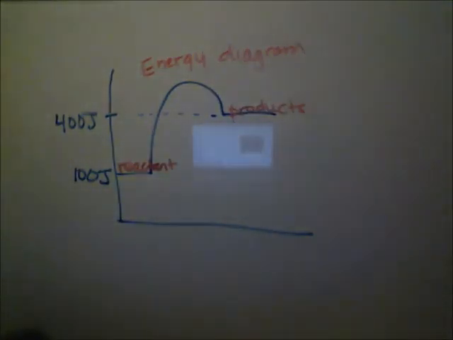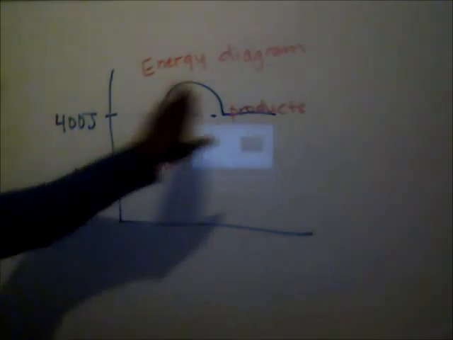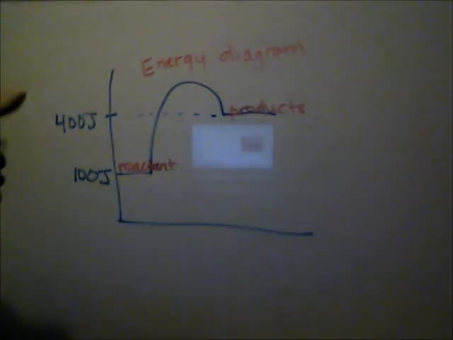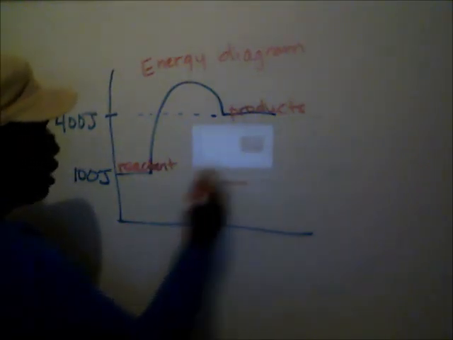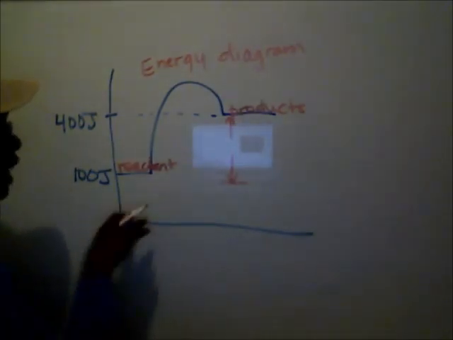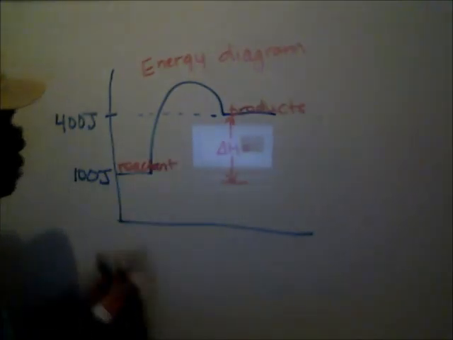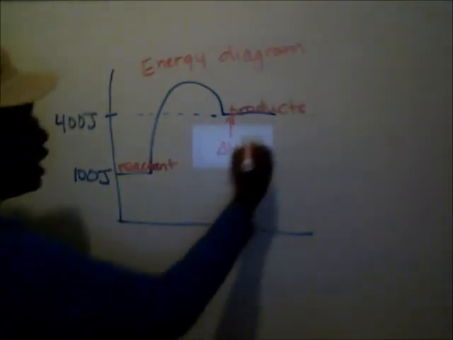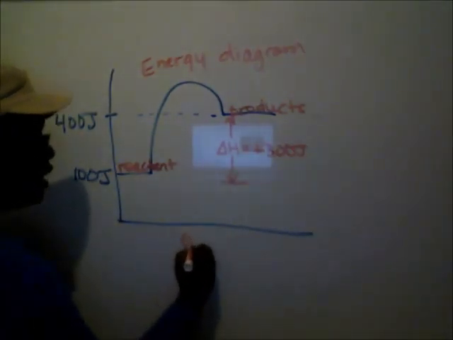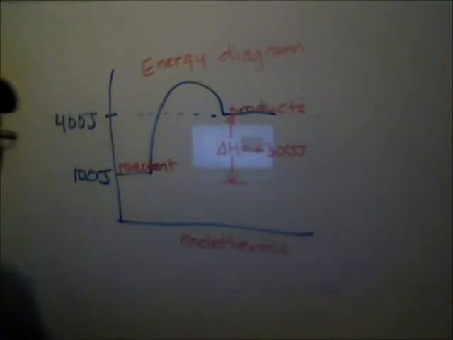So let's talk about what this means. So we start out with our reactants at 100 joules, but our products end at 400 joules. So they changed energy. So how much energy did they change? We can figure out this way. We started about here, and we ended all the way up here. So that difference in energy, that's what delta H is. That's the heat or the energy. So this one actually went from 100 to 400. It gained 300 joules of energy. So this would be endothermic. Okay, because it's gaining energy.